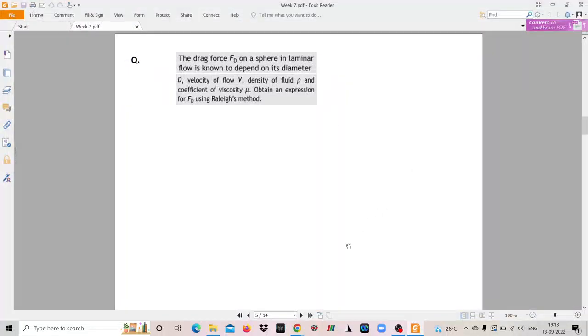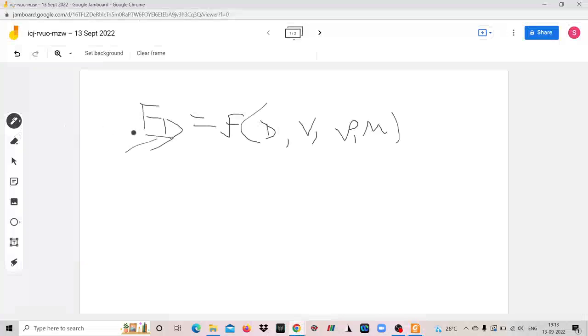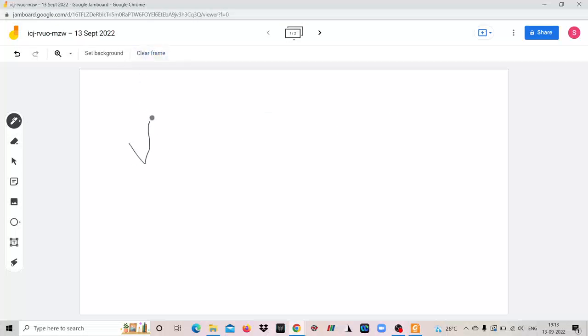Now what is Rayleigh's method? Rayleigh's method is basically another important method. Suppose there is a dependent variable. Or let us consider the same problem, that Fd is a function of velocity v, the diameter d, the density rho, and the coefficient of viscosity mu.